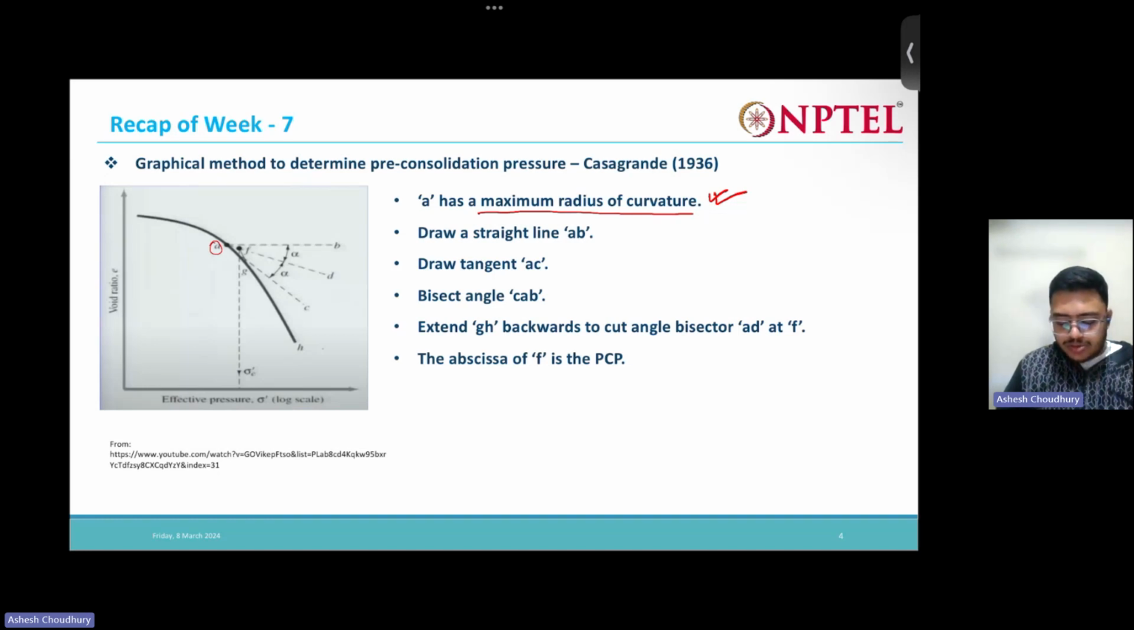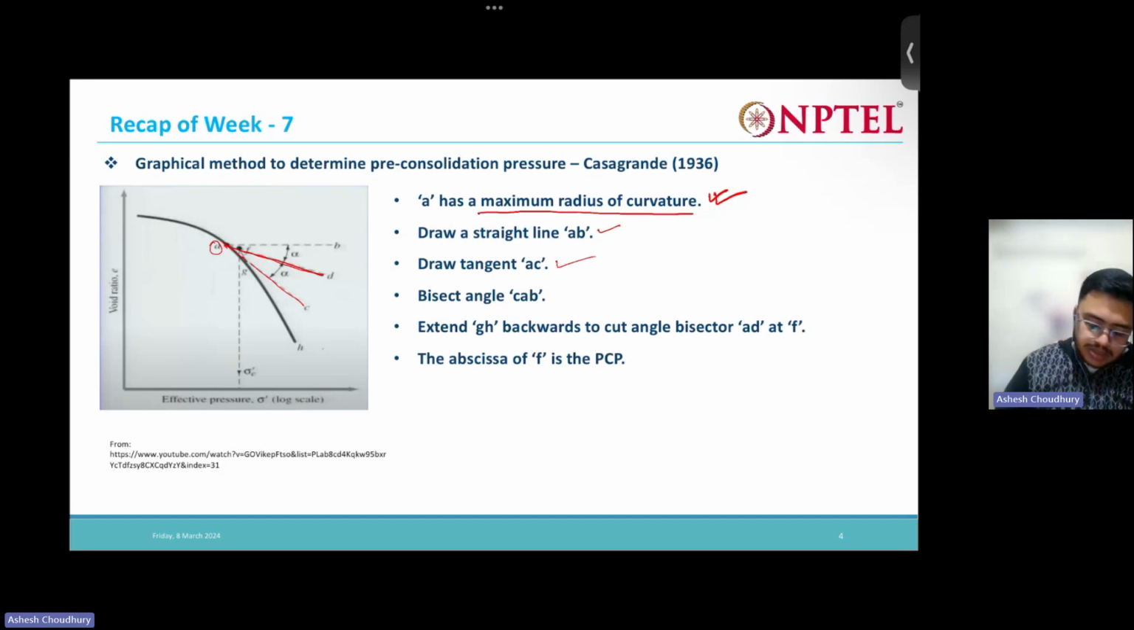After drawing the line AB, we draw a tangent at the point A. That tangent is AC. After that, we bisect the angle CAB. From there we get the angle bisector AD.